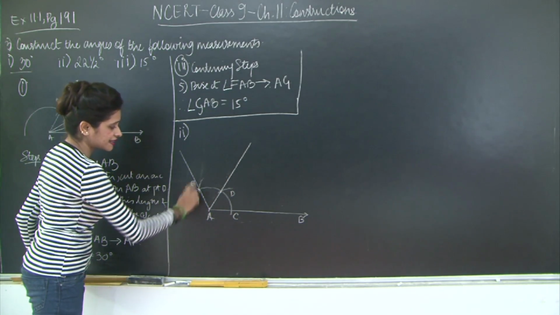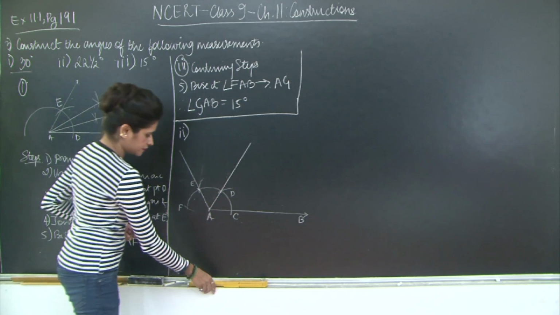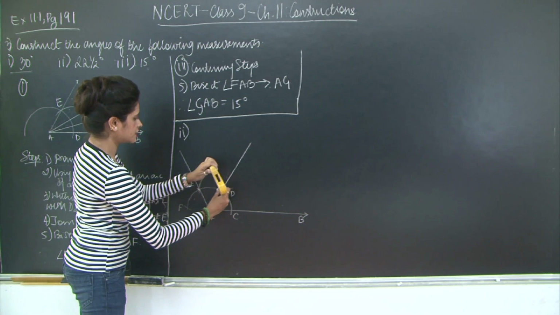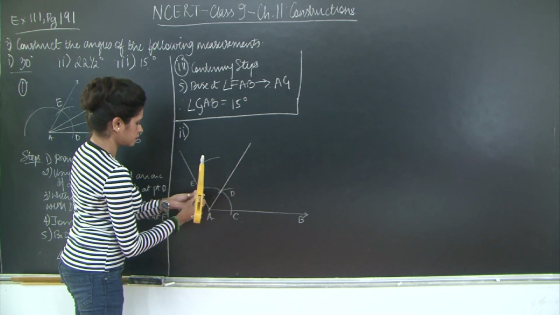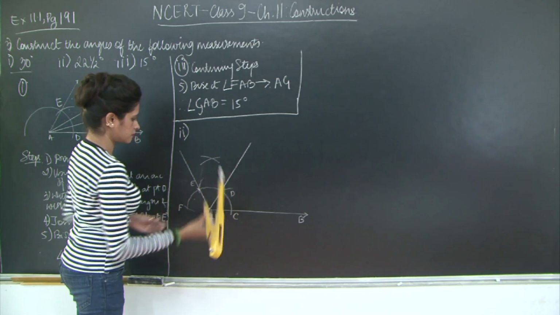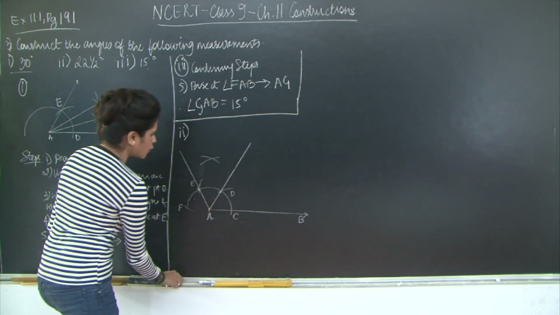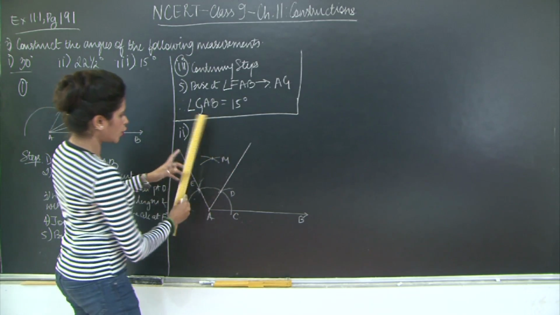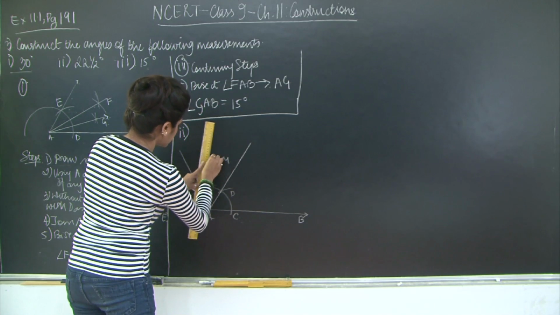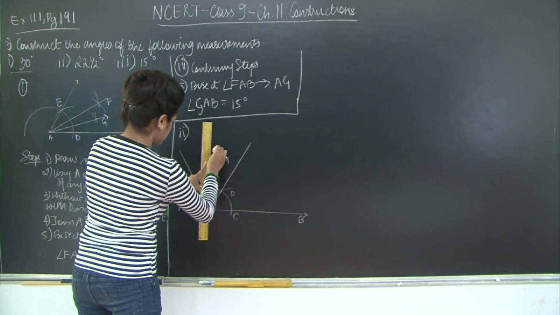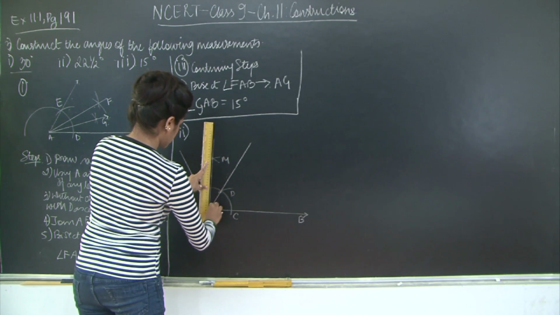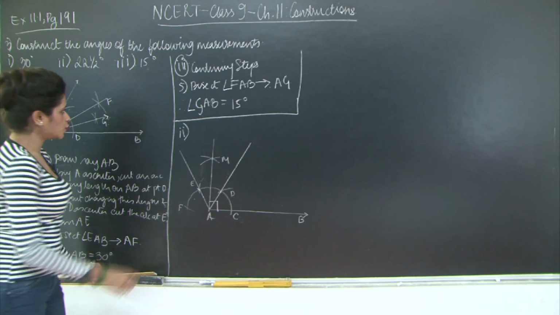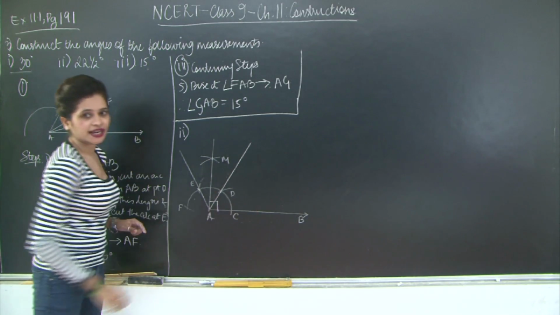Now I am going to bisect this angle EAD. So we already have the initial arcs. I am bisecting it further. Let's call this point of intersection as M. And I am going to join A to M. Angle MAB is 90 degrees. So you have already drawn MAB, which is 90 degrees.